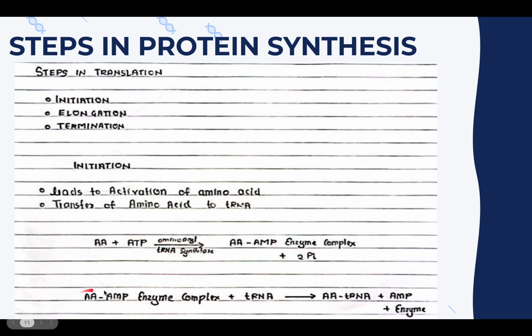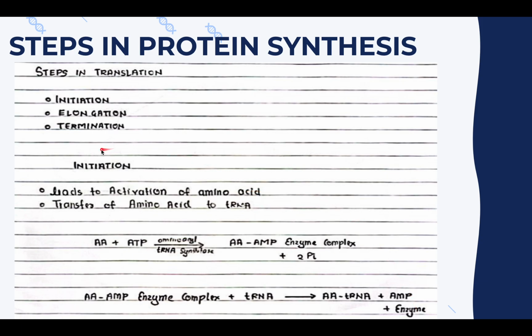The second step: this AA-AMP enzyme complex plus tRNA, because tRNA is the carrier, you can say. This will react, and we get AA-tRNA, which we wanted, plus AMP, adenosine monophosphate, plus enzyme. Now, there's actually a huge process for this, but in our textbook it is simplified and it just says enzymes. So don't be confused about it, just write down enzyme. That's all you need to know about this. There's no additional information for this.